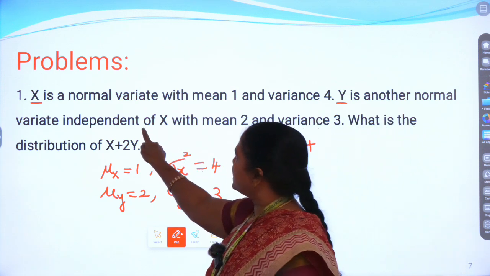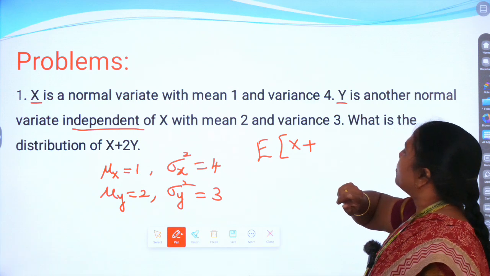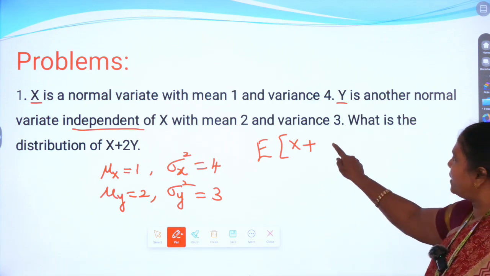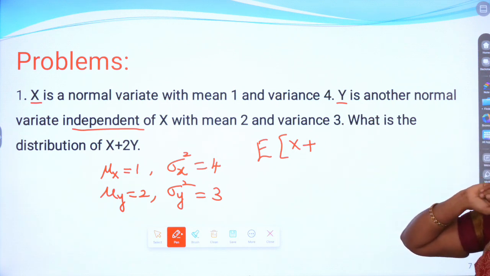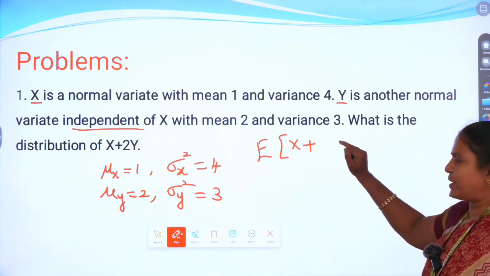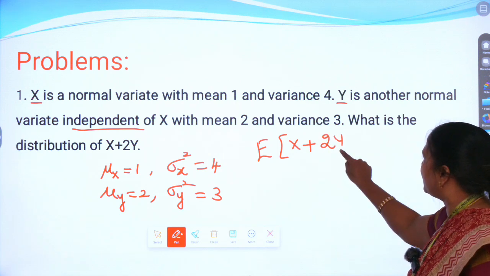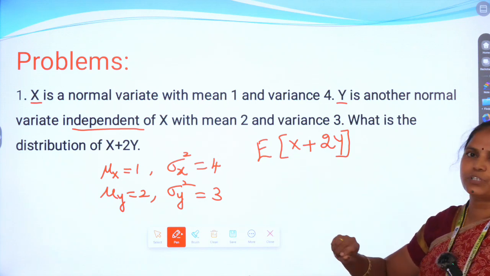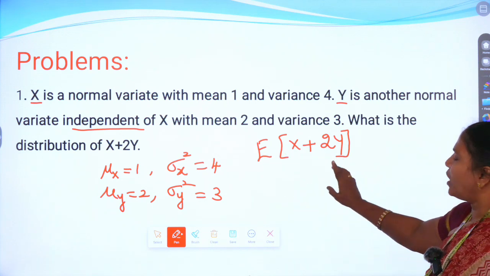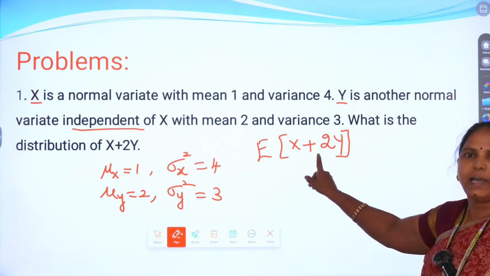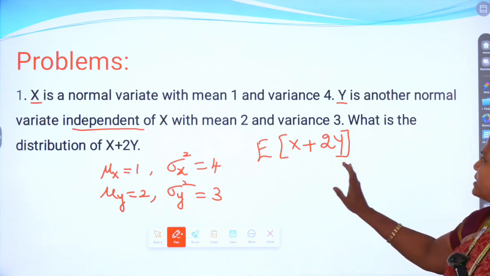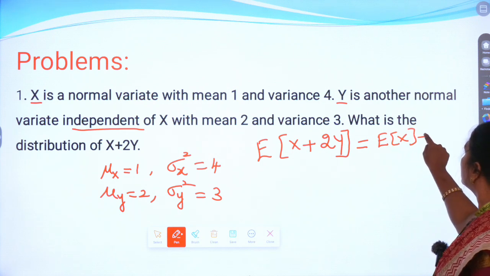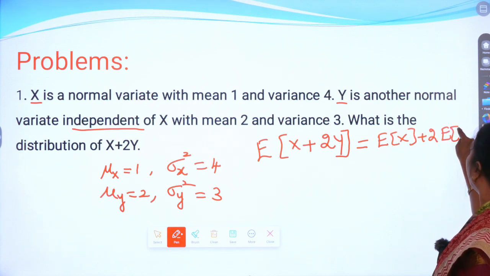And what they have mentioned here is that y is independent of x. If x and y are independent, we can write the expectation of x plus y as expectation of x plus expectation of y. Since x and y are independent, we are going to define the distribution for x plus 2y, so we have to find the expectation of x plus 2y as well as the variance of x plus 2y. So we'll have here the expectation of x plus 2 into expectation of y.